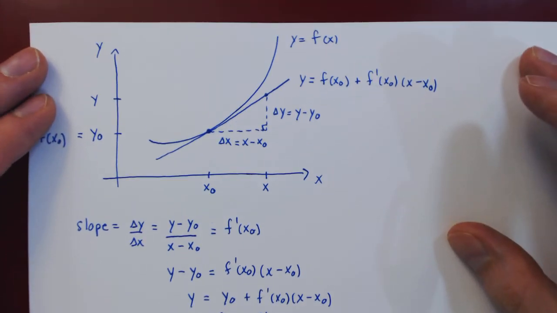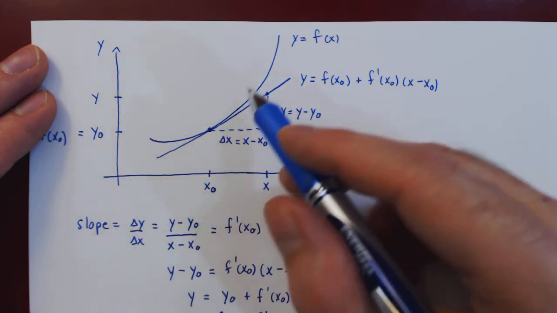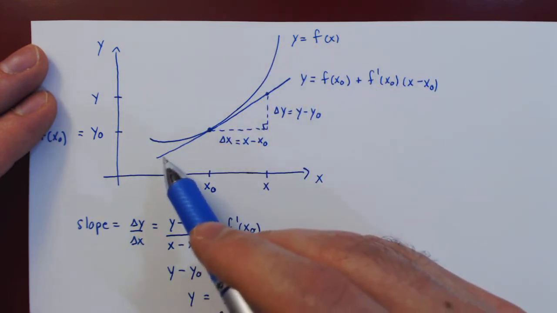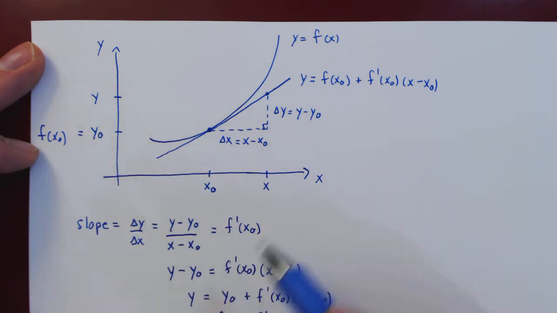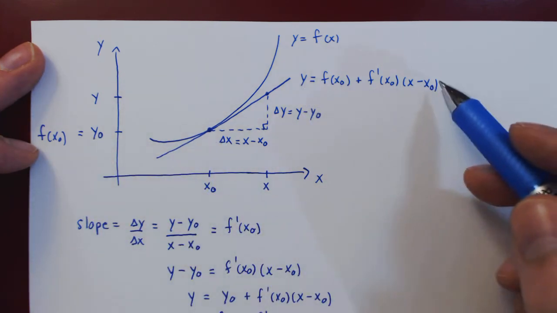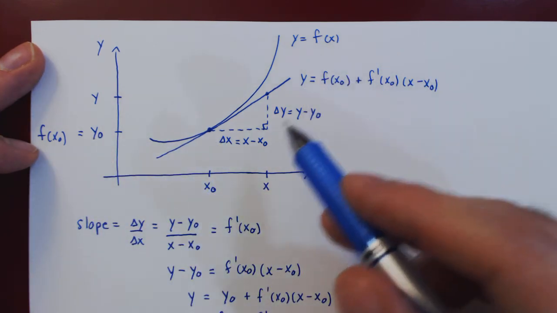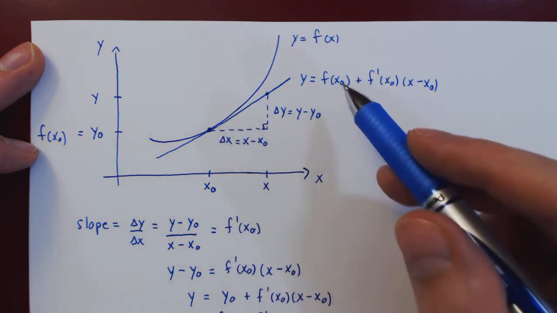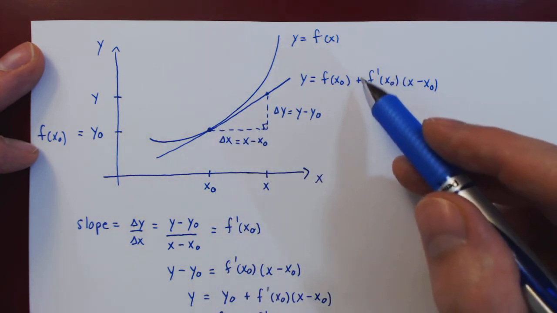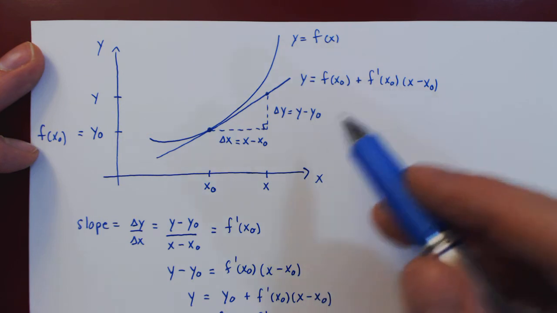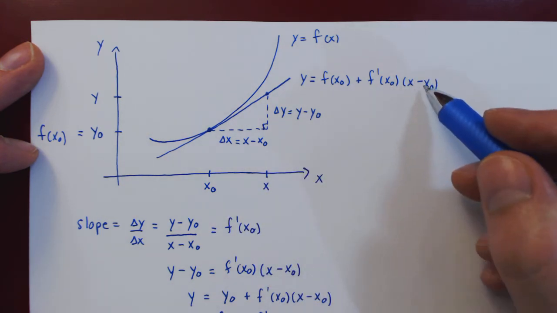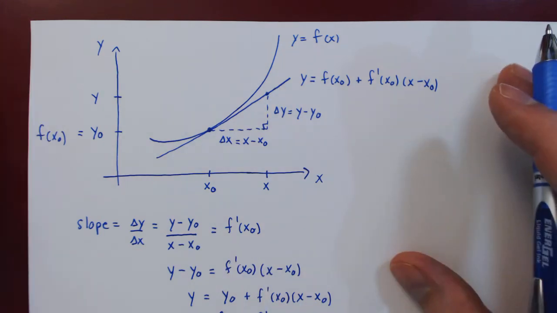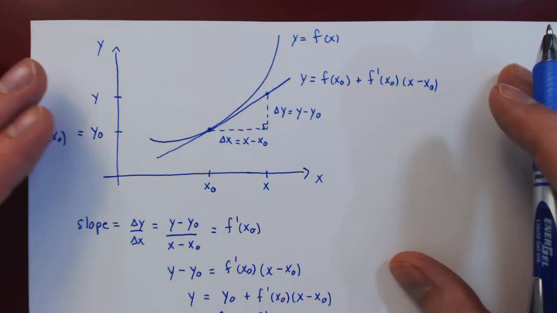So this is step 1. If you have a function f of x, and you look at the tangent line to this function at the point x0, y0, the equation is simply given by the value of the function at x0 plus the slope of the tangent line, the derivative of the function at x0, times the change in x, x minus x0. So this is part 1.